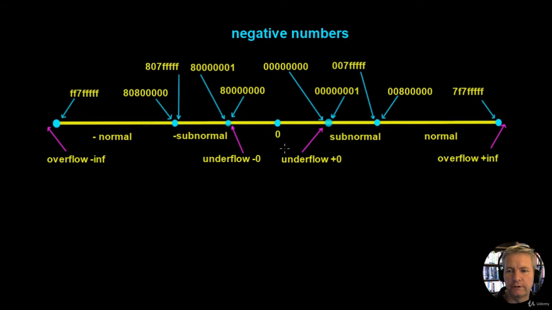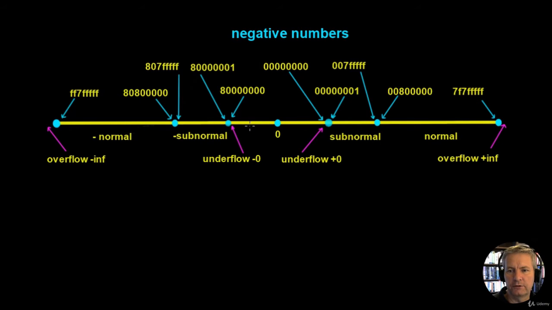So finally, let's look at the negative numbers. Now we don't need to go through the negative numbers in the same detail that we went through the positive numbers, because ostensibly the ideas are just the same. The only difference is that the very first bit of the 32-bit number has a 1 in front of it.